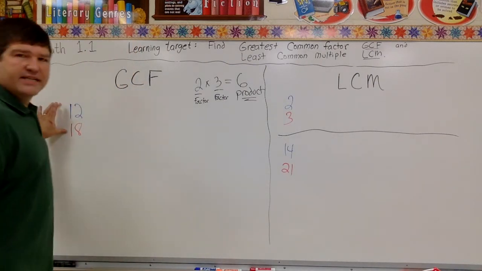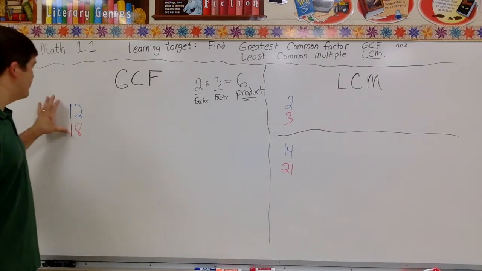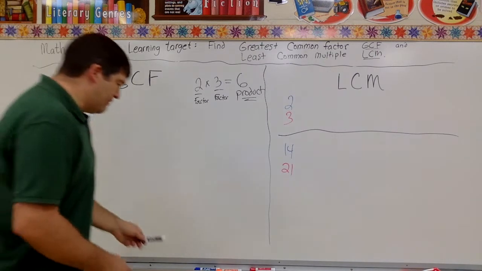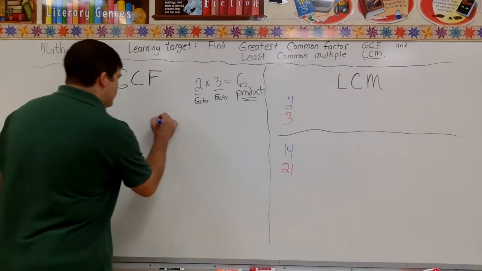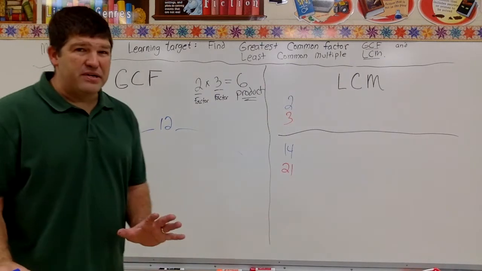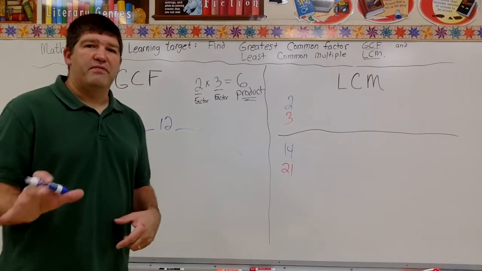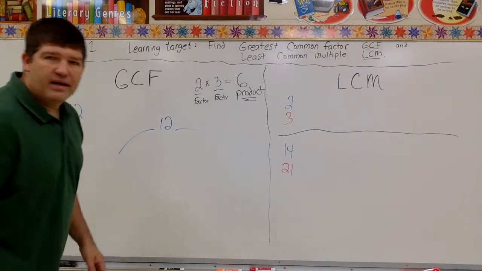So we want to find factors. We have 12 and 18. We can do this with 2 numbers, we can do it with 3 numbers, we can do it with a lot of numbers, but I'm just going to do it with 2 here. 12 and 18. So the first thing I want to do is find the factors of 12. You might do a factor tree. I'm not going to teach you that. If you know how to do that, great, go for it. What I'm going to do is the rainbow. I like this one.